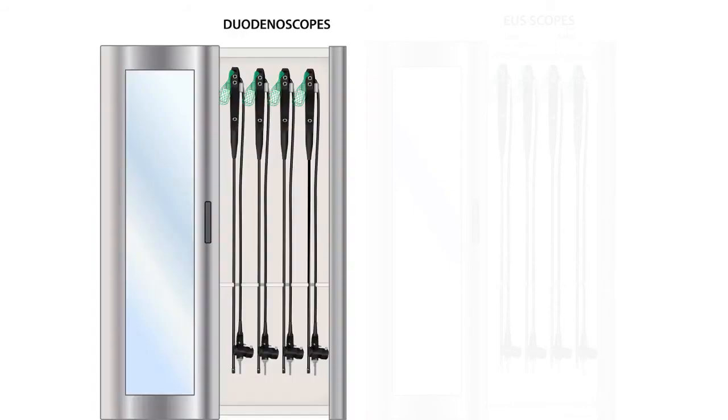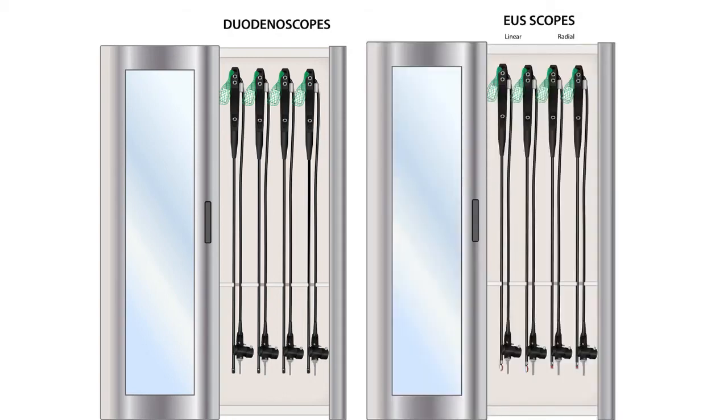Specialty scopes are used for pancreaticobiliary work and staging and treating cancer. So, here is the cabinet storing the duodenoscopes. Duodenoscopes are also called ERCP scopes or side viewing scopes. And then ultrasound scopes, otherwise called EUS scopes. It could be either a linear or radial EUS scope.